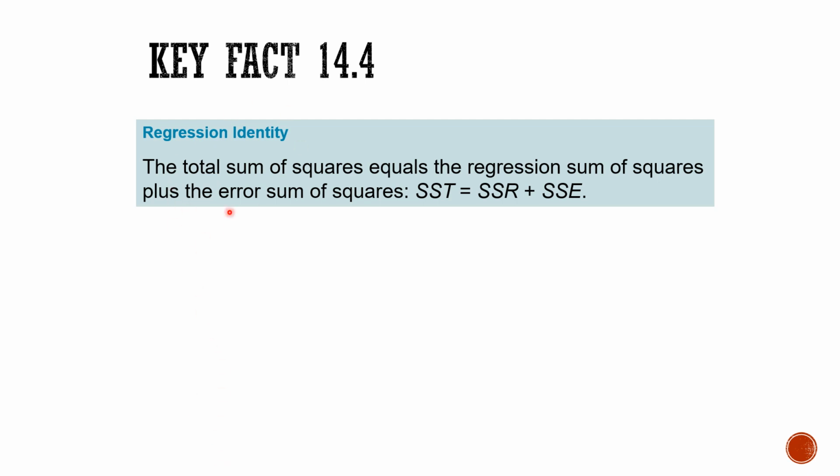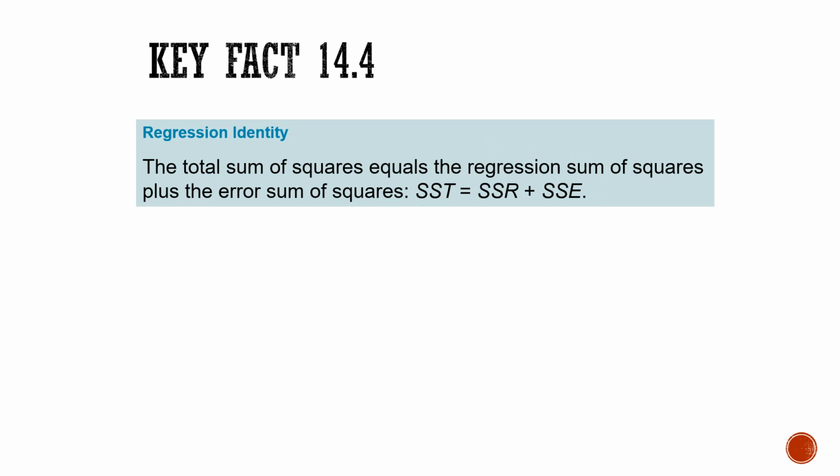So here's the regression identity that we just spoke about. The total sum of squares equals the regression sum of squares plus the error sum of squares, denoted by this equation here, SST equals SSR plus SSE. So if we found SST and SSR, we don't even need to do the calculations for SSE through the table. We don't have to do y minus y hat and all that. We can just solve for this equation.